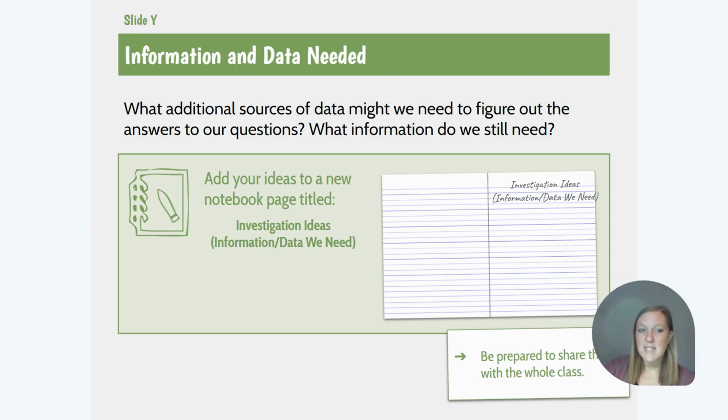Okay, so sometimes when scientists are trying to decide on their next steps, they need to look back at their questions and figure out what data or information they still need. So let's do that now. So create a new section in your notebook titled Investigation Ideas, and then in parentheses, write information or data that we need. And it's just as it's shown on this slide. If you have room, you could create the section below the questions that you asked earlier, or you can create a new section.